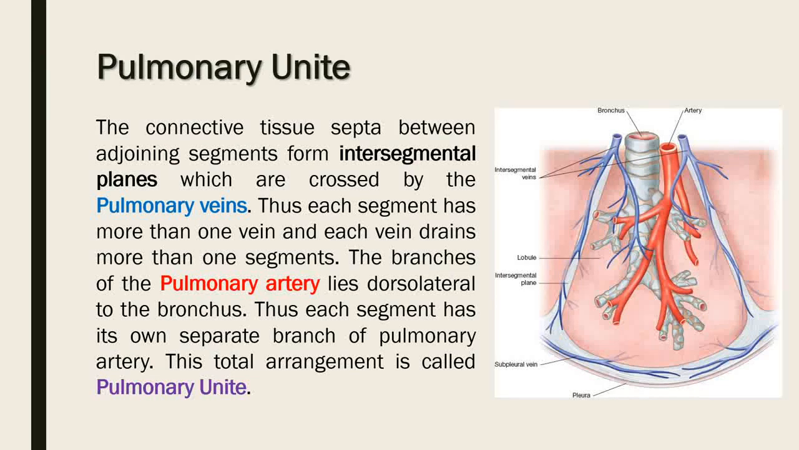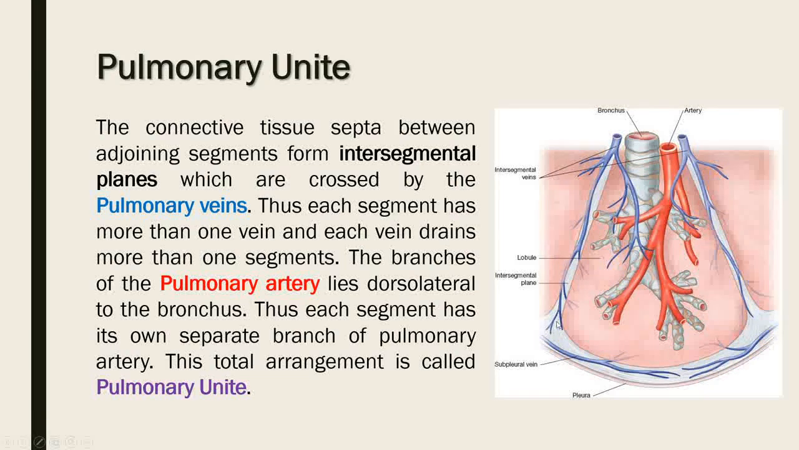So what is the pulmonary unit? The connective tissue septa between adjacent bronchopulmonary segments form the intersegmental planes. That means in between the two bronchopulmonary segments there is a connective tissue septa that is called the intersegmental planes, which are crossed by the pulmonary vein.